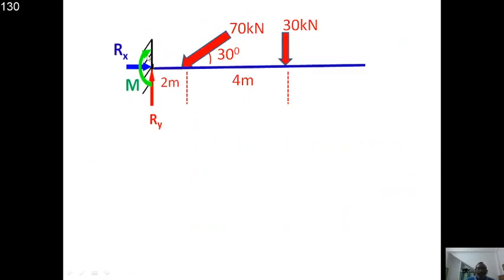Initially we assume that it might be clockwise, hence the arrow is shown here as clockwise. But by solving you can obtain what the moment would be, whether it is clockwise or anti-clockwise. To get the Ry, I need to apply sigma F of y, the algebraic sum of the forces, for this stable equilibrium condition.